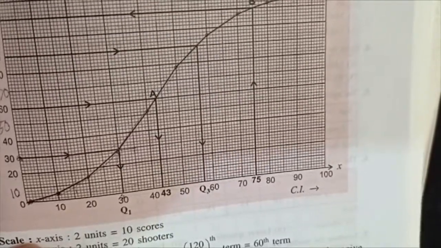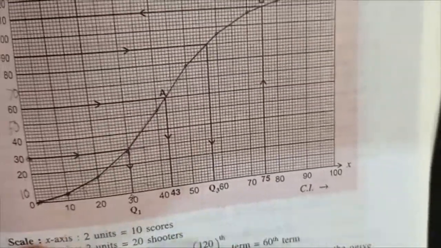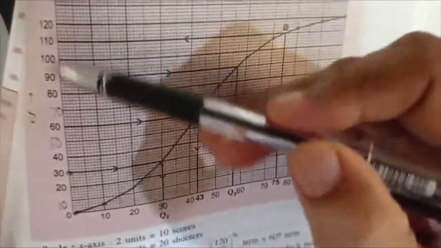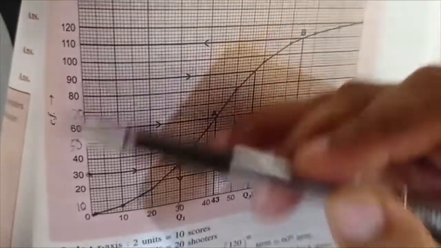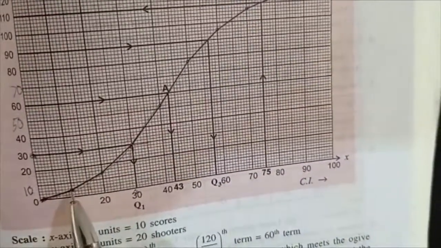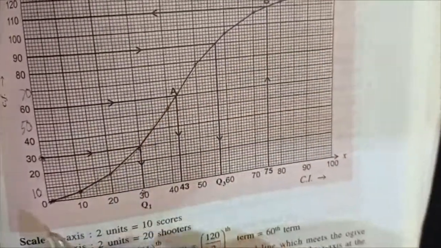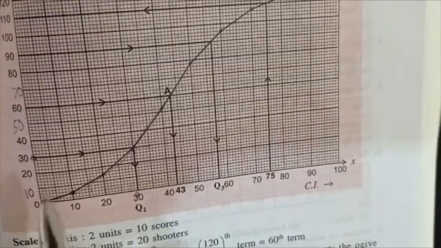Then draw the figure. Here, understand the first step. Upper limit along the x-axis and the cumulative frequency. The total frequency is 120. Therefore, take the interval 10, 20, 30, etc. The upper limit and the cumulative frequency. Then you will draw the ogive. Understand?